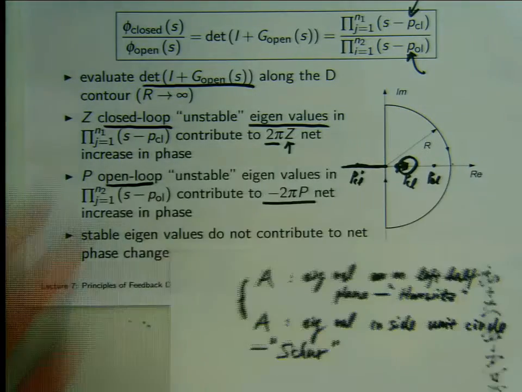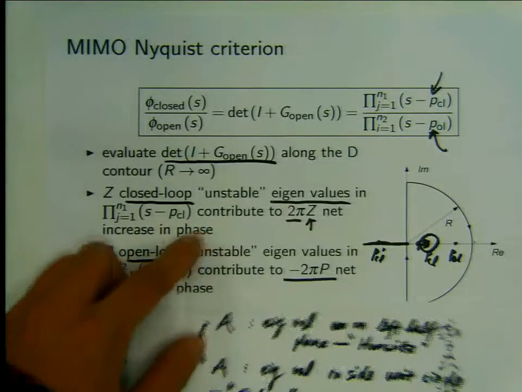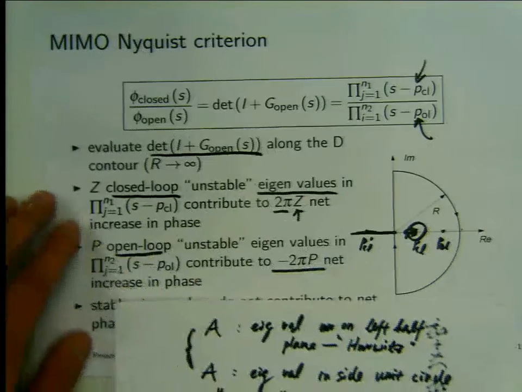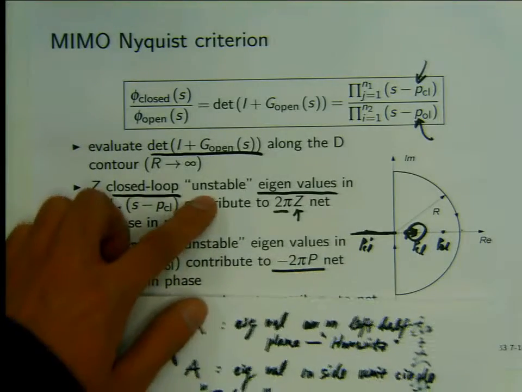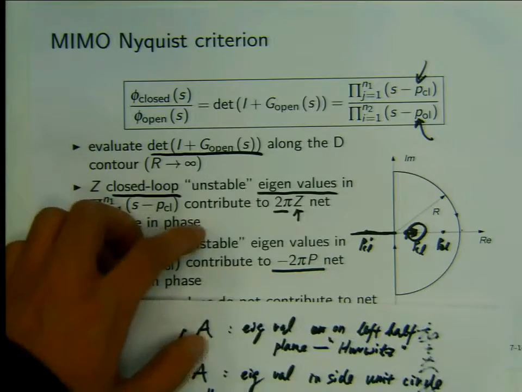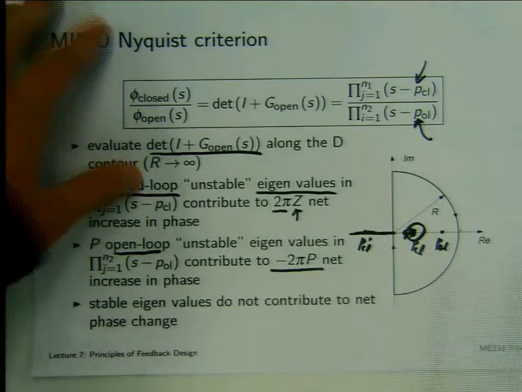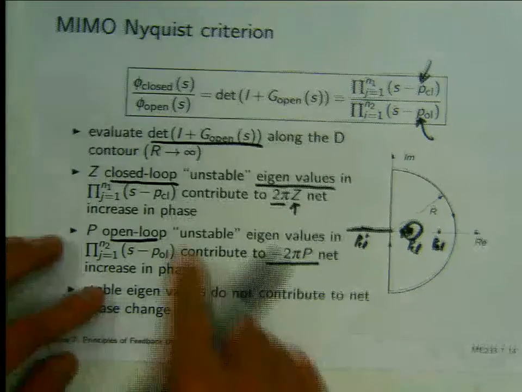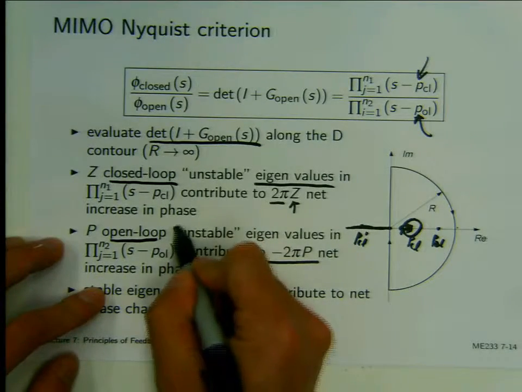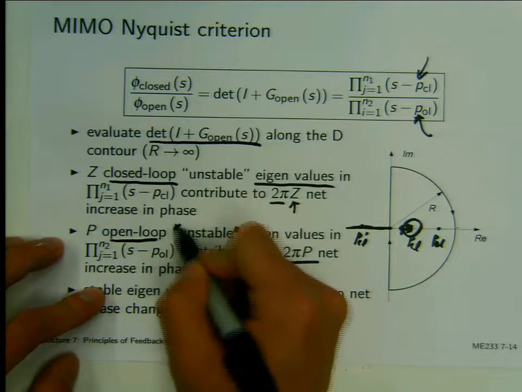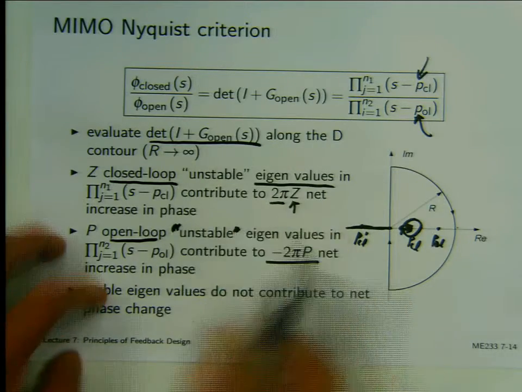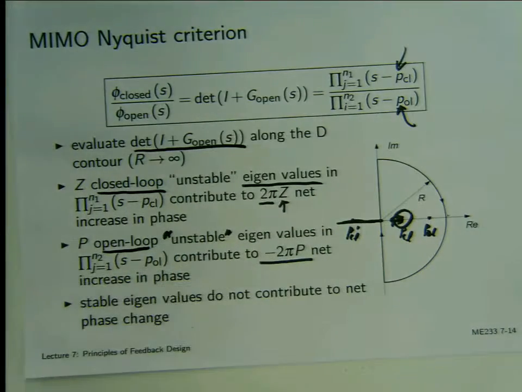Okay? So here, actually, it's the same logic. When I say stable eigenvalues or unstable eigenvalues, it means on the left half plane or on the right half plane. Just to explain to you why I had not actually put rigorous notation here.